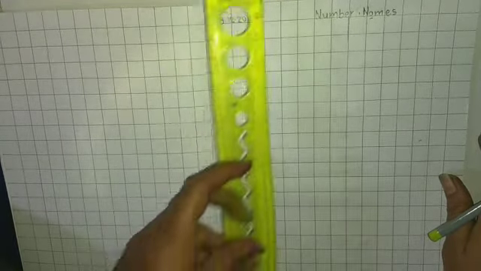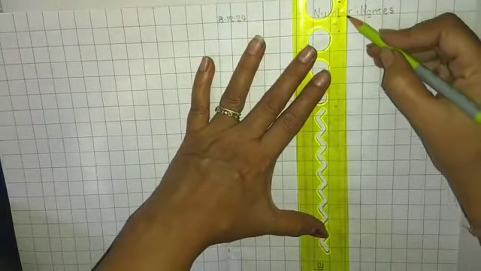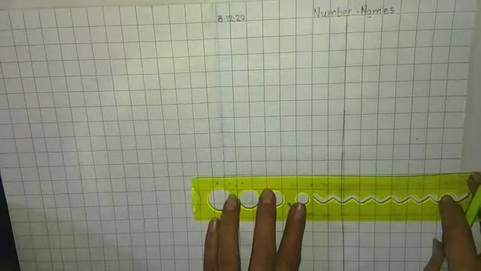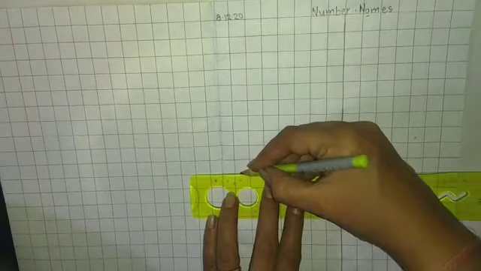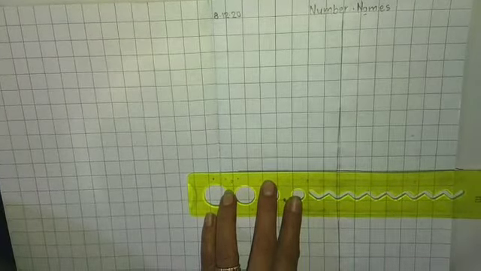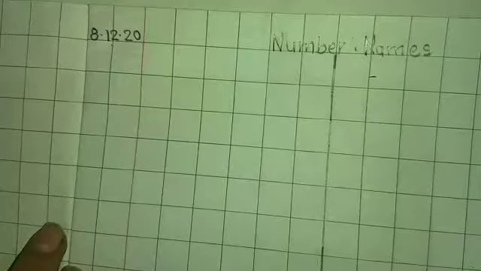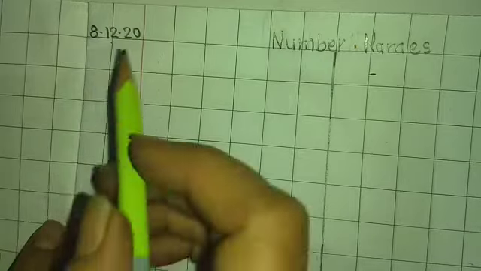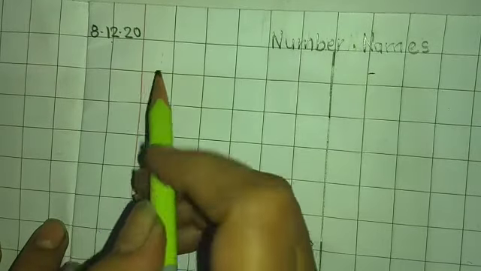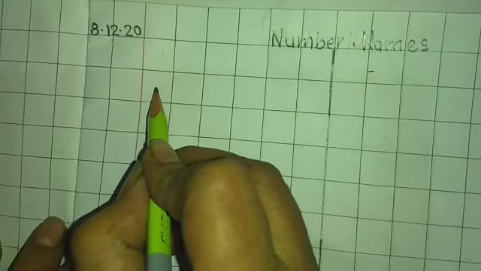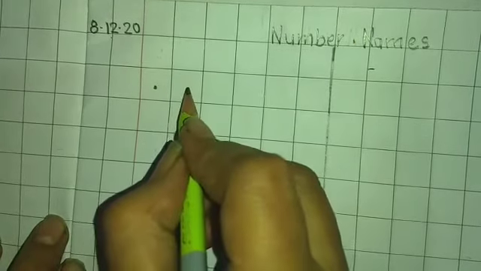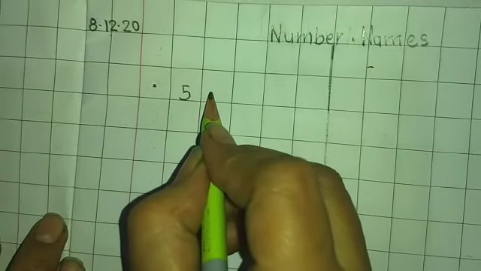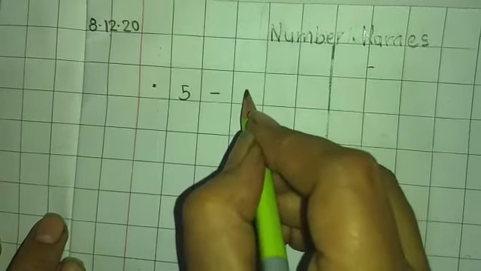So children, now we will write number names 5, 6, 7 and 8. For that, we have to draw one standing line and one sleeping line like this. Okay. So now first we will write number name 5. For that we have to leave one line and then make a dot in the first box and write number 5. Okay. And then dash and write number name 5.